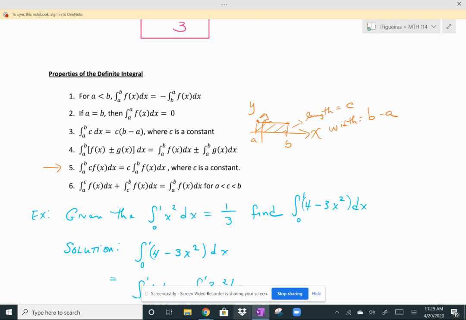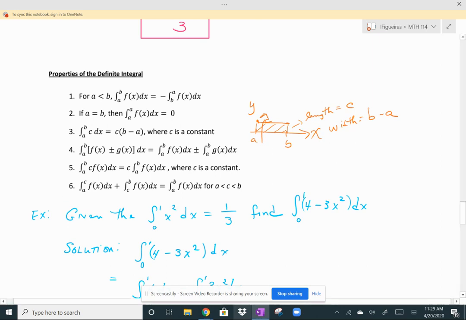And then finally, number 6 says that if you have the integral from a to c of f of x dx and the integral from c to b of f of x dx, that's equal to the integral from a to b of f of x dx as long as c is a number between a and b. So you can add areas together or subtract them depending on the problem.